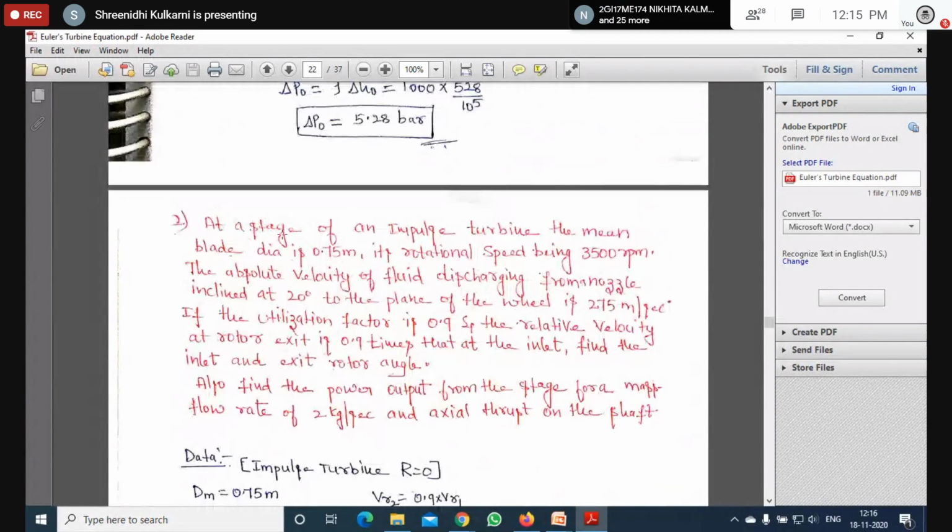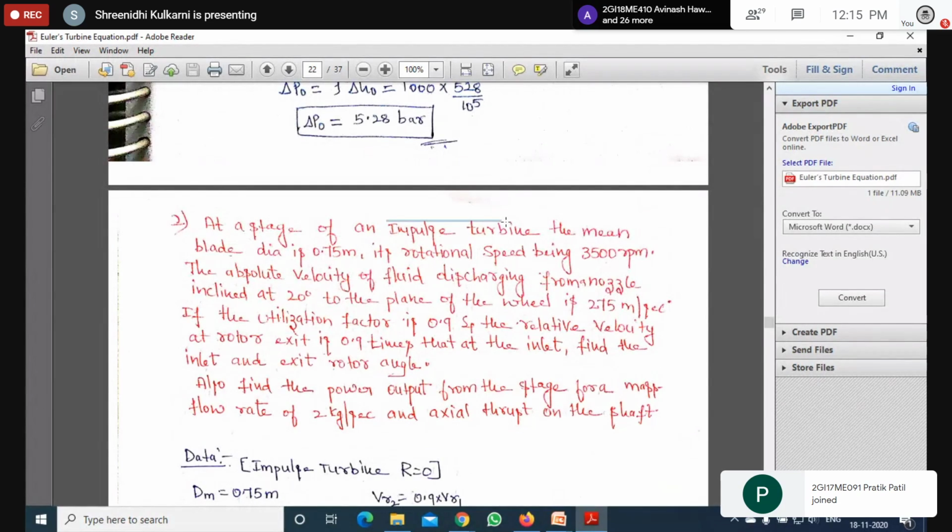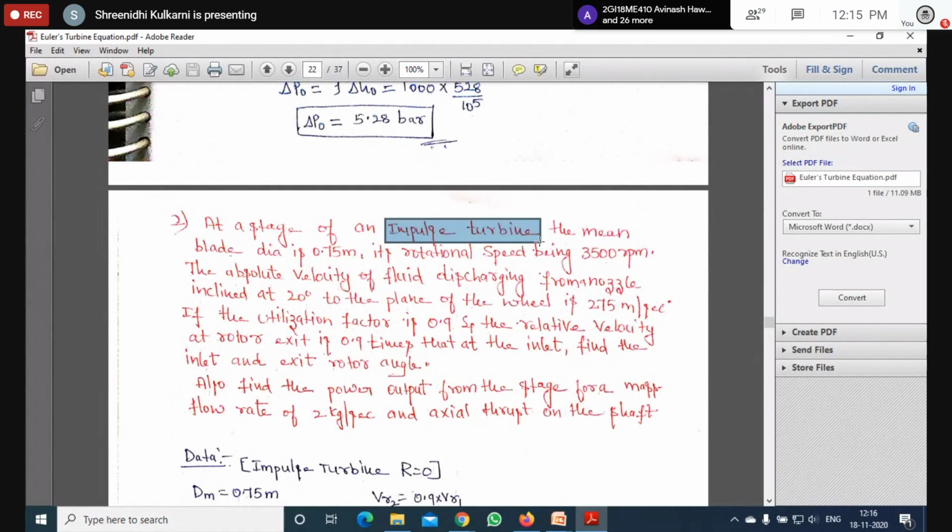Okay, while coming to the problem statement, so clearly they given it is an impulse turbine. Impulse turbine is nothing but the degree of reaction is 0. But if the degree of reaction is 0, what is the condition? The relative velocity VR1 is equals to VR2.